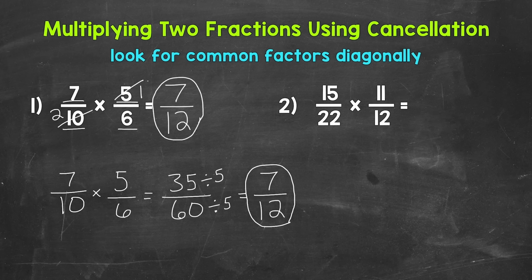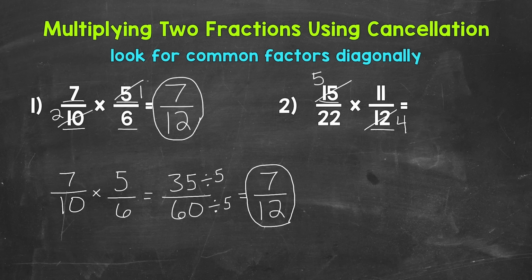So let's take a look at 15 and 12 first. Do we have any common factors other than 1? Yes, 3 is a common factor and the greatest common factor. So let's divide them both by 3. 15 divided by 3 is 5. 12 divided by 3 is 4.